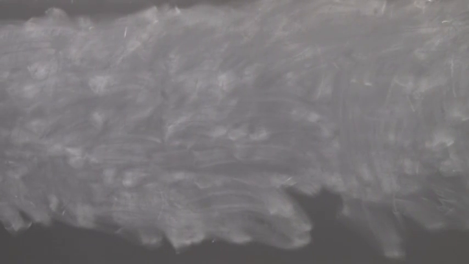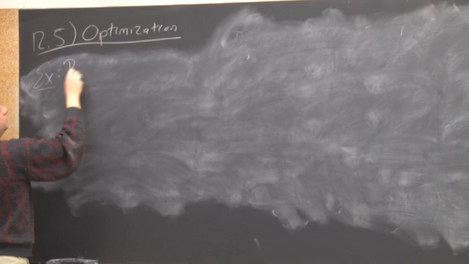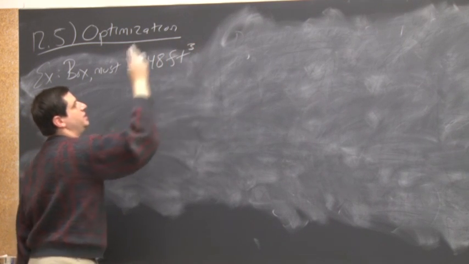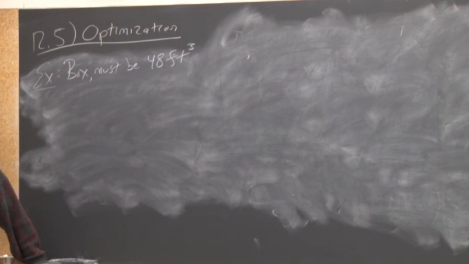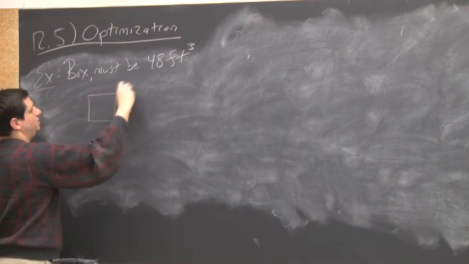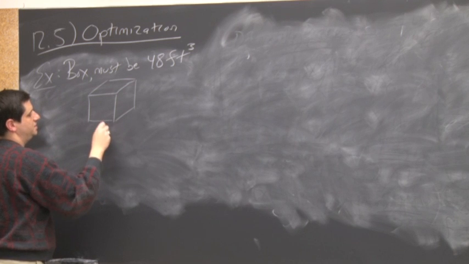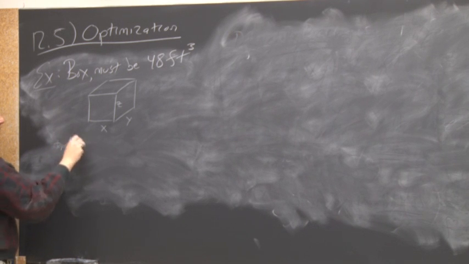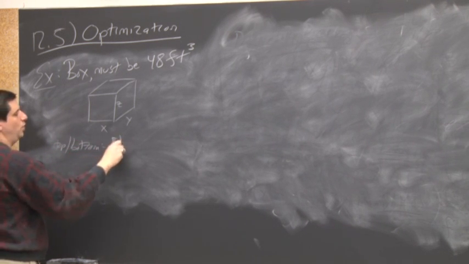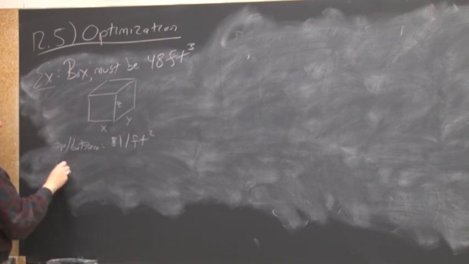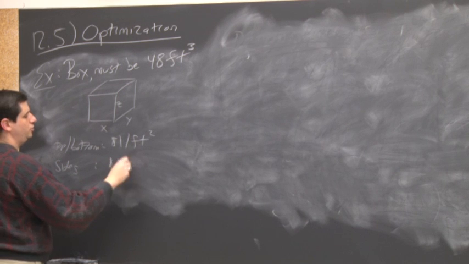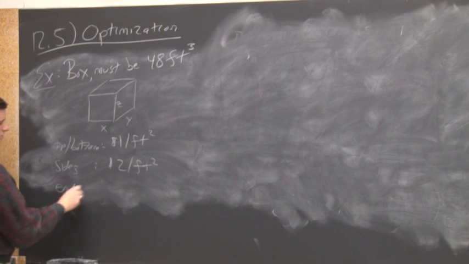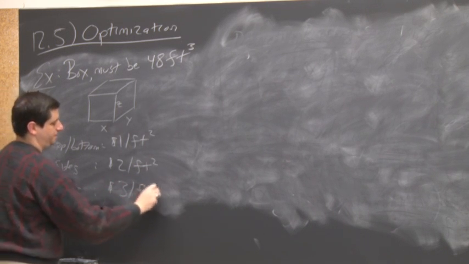So the problem we have here is we have a box whose volume must be 48 cubic feet. Yes, they're using the English system. Right? We want to have 48 cubic feet. So the box looks something like this. Let's say this is x, this is y, this is z. And we know the top and the bottom cost $1 per square foot. The sides cost $2 per square foot, and the ends cost $3 per square foot.